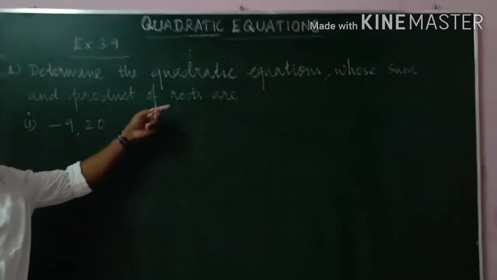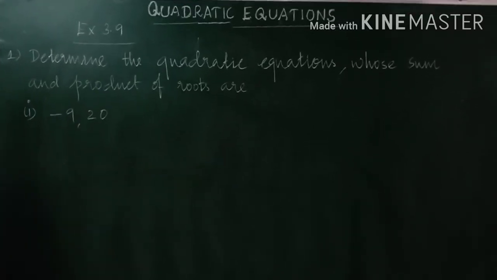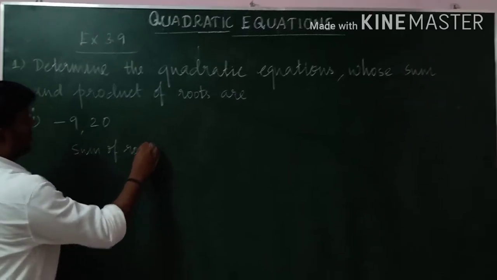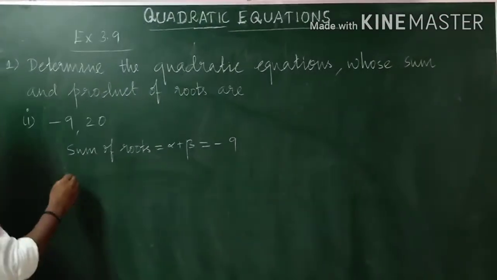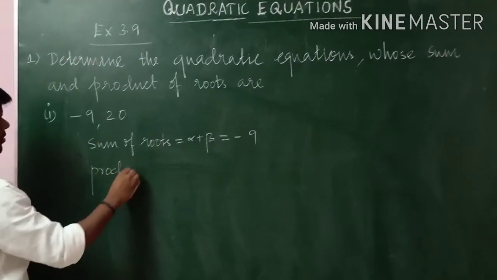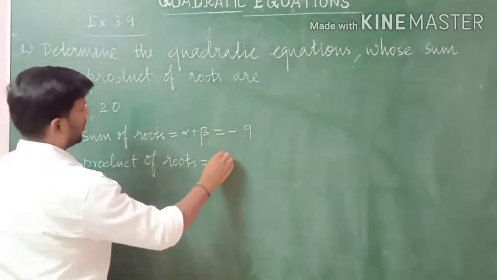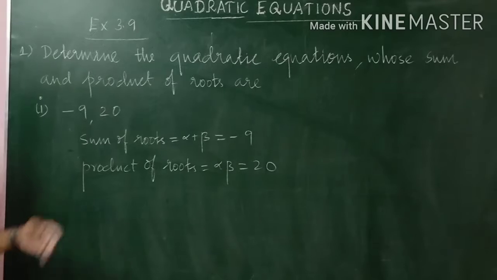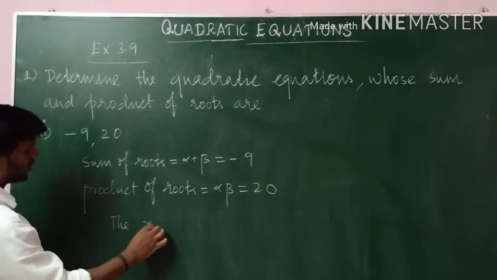Now exercise 3.9, first question. Determine the quadratic equations whose sum and product of roots are minus 9 and 20. Already they have given the sum and the product. So sum of roots, that is alpha plus beta equal to minus 9. Product of roots, alpha into beta equal to 20. So if we know the sum of roots and product of roots, we can form a quadratic equation using the formula. The required quadratic equation is what?